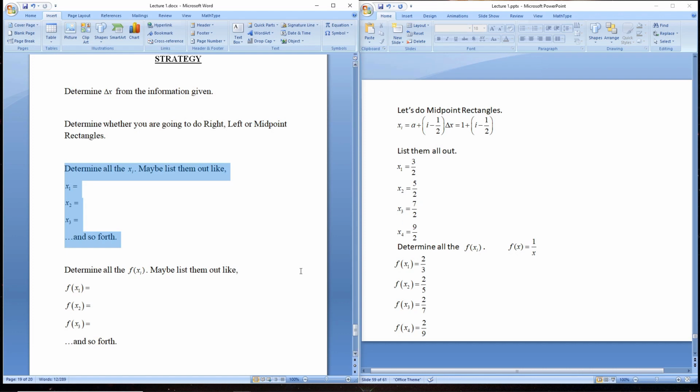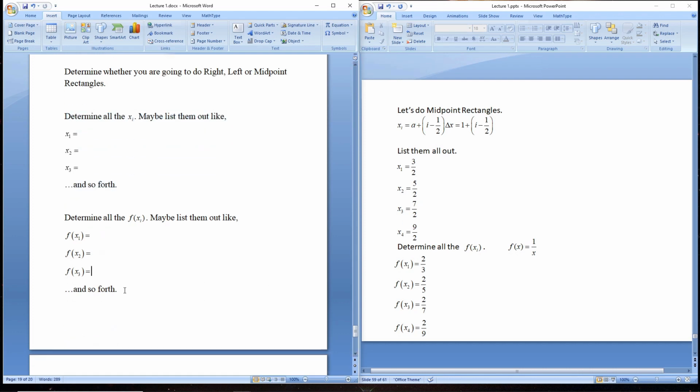Once we have all the positions, remember the ultimate goal here is to get the heights of these rectangles. Now that we have the positions, we can finally get the heights. And so we do that by just plugging those numbers into the function. So our function here is 1 over x, so these all get reciprocals here. So the 3/2 goes to 2/3, 2/5, 2/7, 2/9. These are the heights of the function, these are the heights of the rectangles.